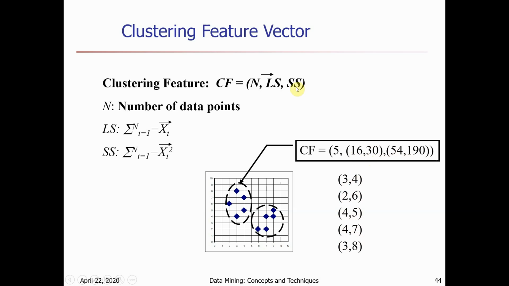Next, the third parameter is called SS, which means sum of squares. So 3 square plus 2 square plus 4 square plus 4 square plus 3 square, which is equal to 54, and 4 square plus 6 square plus 5 square plus 7 square plus 8 square, which is equal to 190, right? So this is the CF.